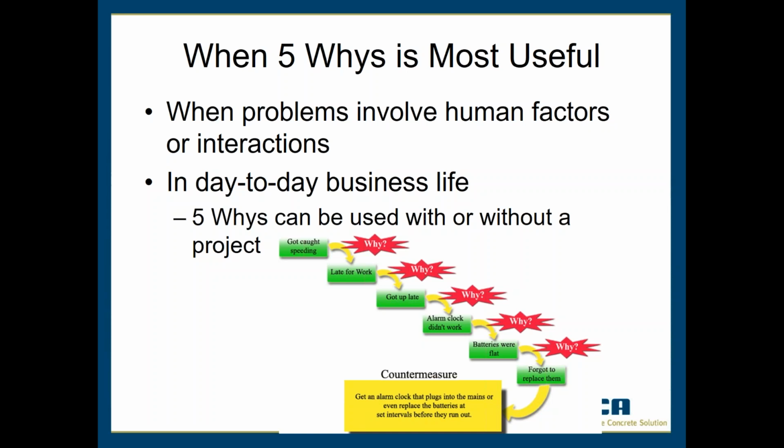That's very simple. But I could stop at, I got a speeding ticket because I was late for work. But that really doesn't solve the issue of getting the ticket, right? Because I've got to go all the way back to, I needed to get up earlier, not to be late for work. Now, the solutions given here, get an alarm clock that plugs into the wall. That's again, pretty obvious. But one of the things that might apply to some of the things we do is to replace the batteries at set intervals.